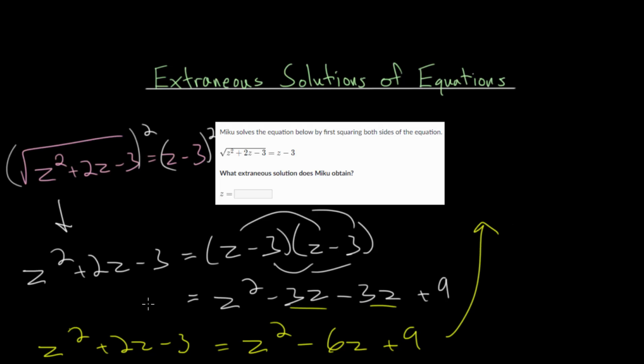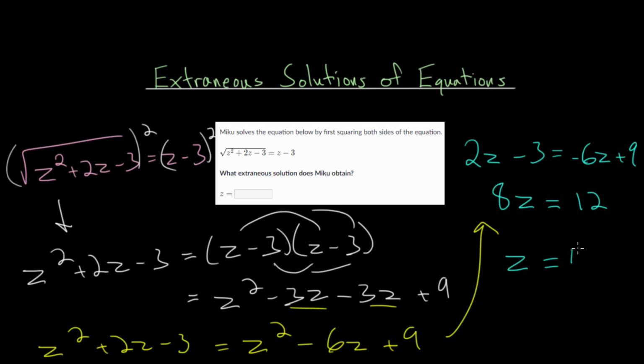Now notice that you have z squared on each side. So we can just subtract this z squared from both sides. And so you get 2z minus 3 is equal to minus 6z plus 9. And now it's just a linear equation. We can add 6z to each side, so you get 8z, and add 3 to each side, so that you get 12. And so z, dividing each side by 8, would be 12/8, which simplifies to 3/2.